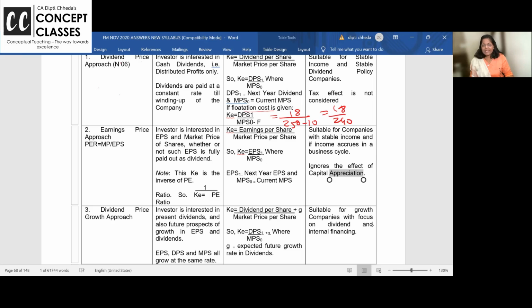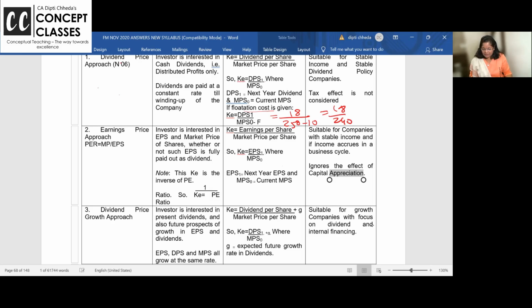EPS1 by MPS0. MPS0 is the market value now. Earning EPS1 means what you are going to earn in the next year. Now this year is over, so you got 18%. Next year, how much dividend are you expecting? Okay, there's a trend. Every year they give 10% extra dividend. So this year 18, next year 19.8%. That's why DPS1 and EPS1.